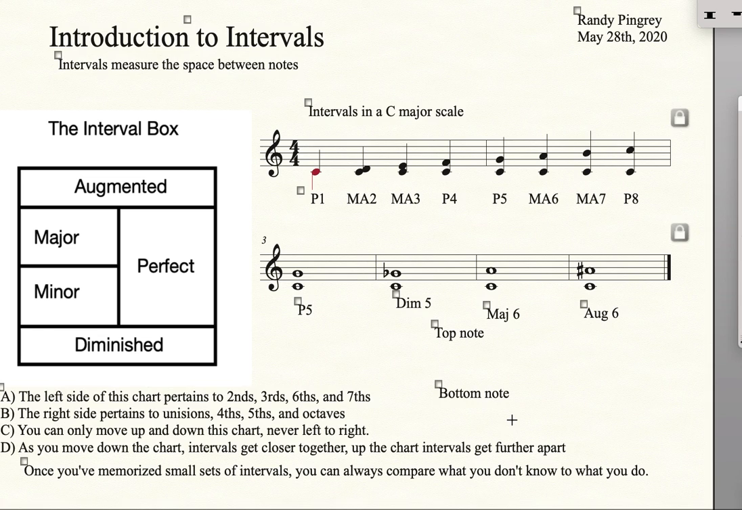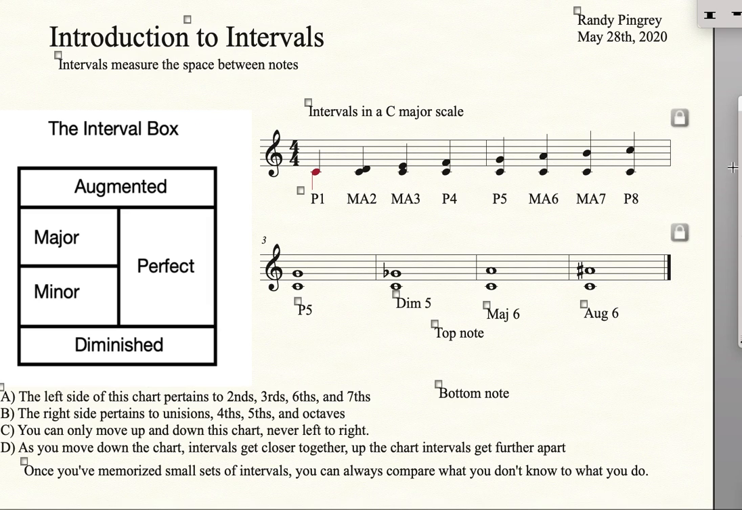So really the best way to get good at intervals is by memorizing a small set of intervals, and then you can always compare what you don't know to what you have memorized.